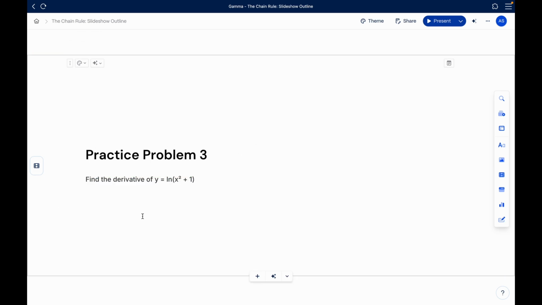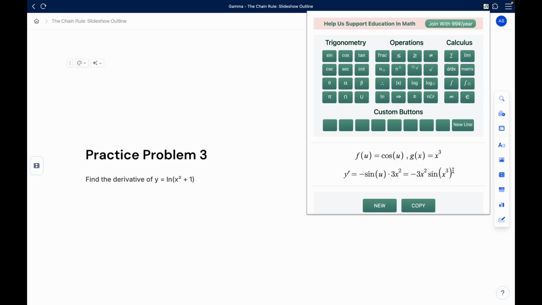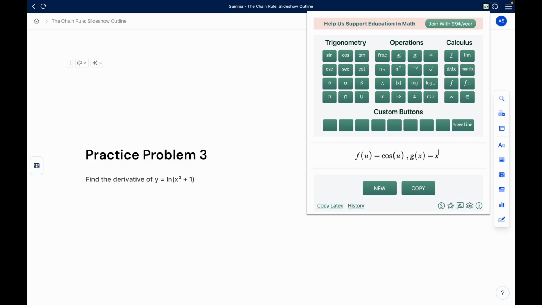The third practice problem is to find the derivative of y is equal to the natural logarithm of x squared plus 1. Now, if I haven't covered this already, in the last video for sure, I stated that the derivative of the natural logarithm of x is equal to 1 by x, and the derivative of e to the x is equal to e to the x. It's the same derivative every single time. Now, most likely in a video a little bit in the future, I'll do a quick proof of both of these just to show you how they work.